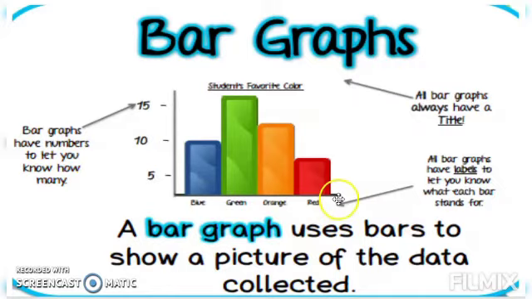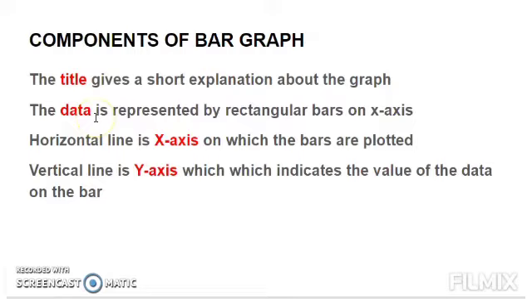So x-axis tells us the item about which the bar graph is being shown, and y-axis tells us about the number of items displayed by the bar graph. So these are the basic components of a bar graph. The title, which gives a short explanation to the graph, data that is represented by the rectangular bars, x-axis, the sleeping line on which the data is represented, and y-axis which indicates the value of the data.